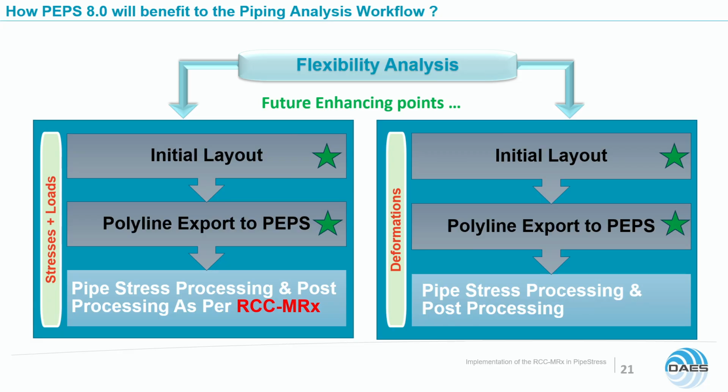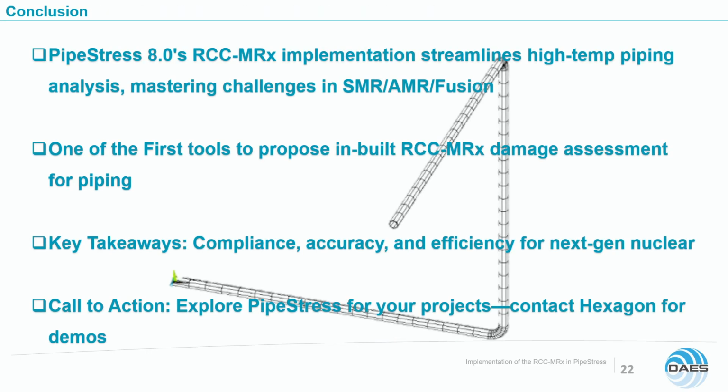We still have to work on these two first steps to make it even more streamlined, to help us go from modelization to results as quickly and as efficiently as possible. But that's already very nice to have. So, in conclusion, this new version released by Hexagon, PipeStress version 8.0, natively has the RCC-MRX implementation available for you. It is very nice to reduce the time from modelization to results. So the streamlining is perfect. And it can help you master challenges at high temperatures for fusion and other high temperature reactors, AMR, SMR. So it's one of the first tools to propose that for pipe stress engineering, pipe stress analysis.